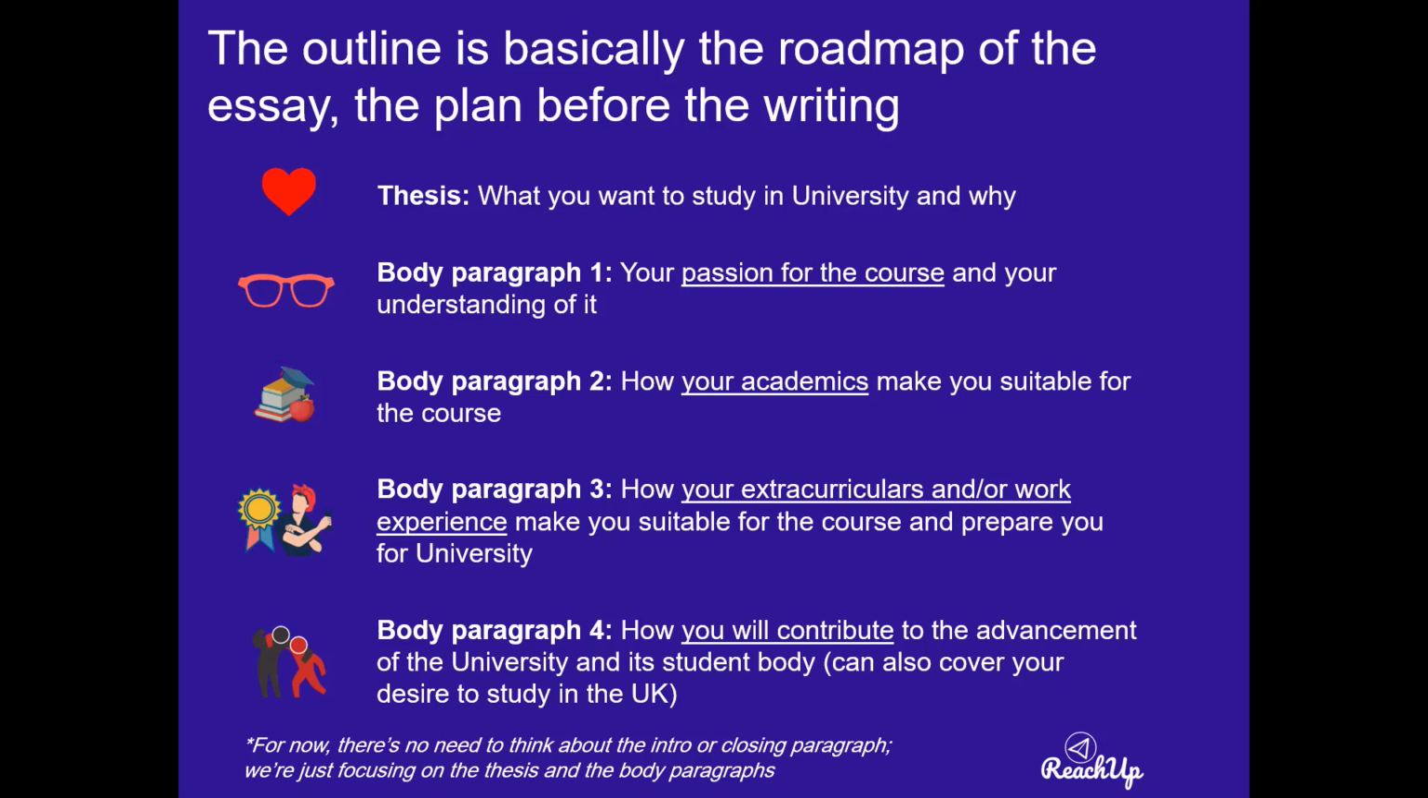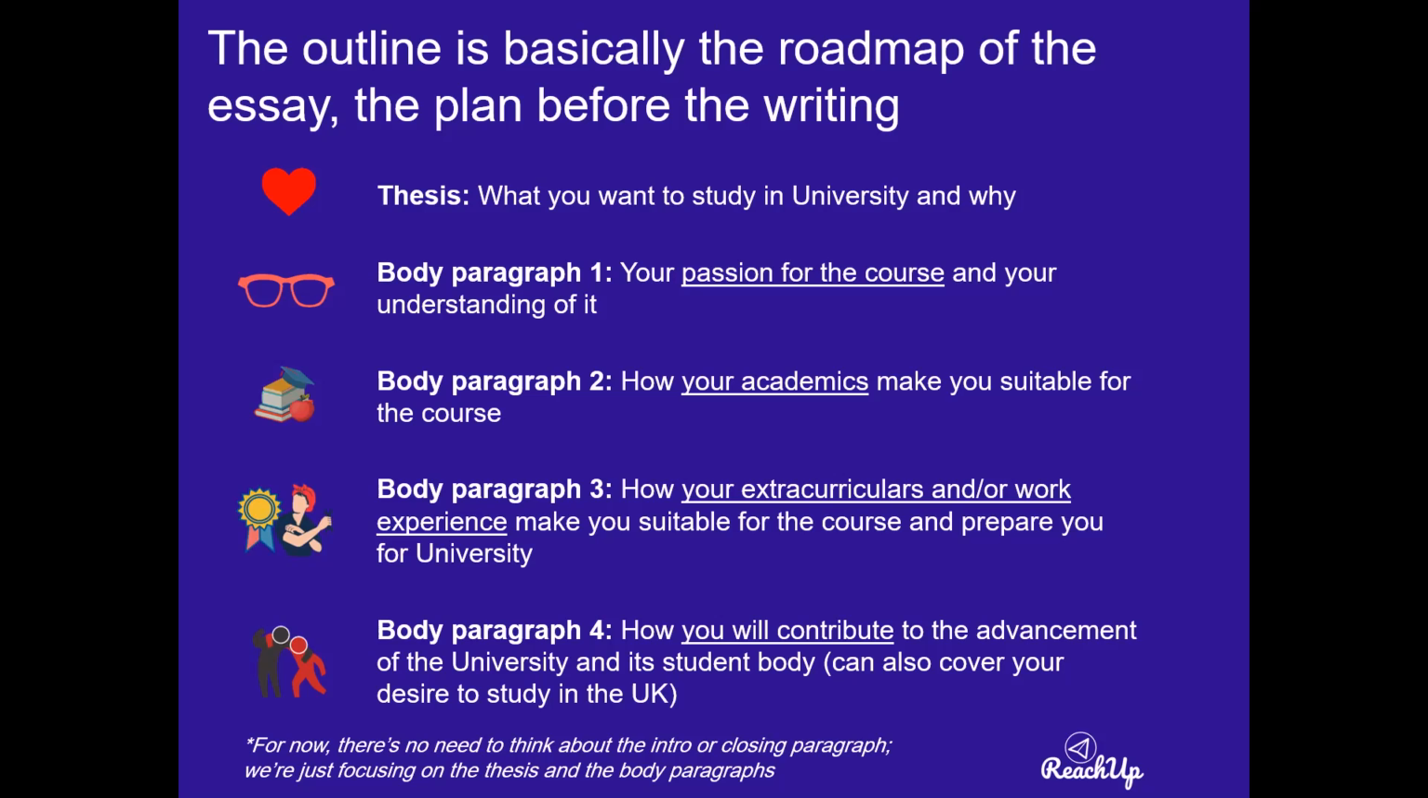It starts off with the thesis, which again is the one sentence which explains what you want to study in university and why. And then it's going to include the topic sentence for each of the body paragraphs that you want to write. The first body paragraph will have a topic sentence that should describe your passion for the course and your understanding of it. Why are you passionate about what you want to study? What do you understand about this subject? Tell me more about how you developed a passion.